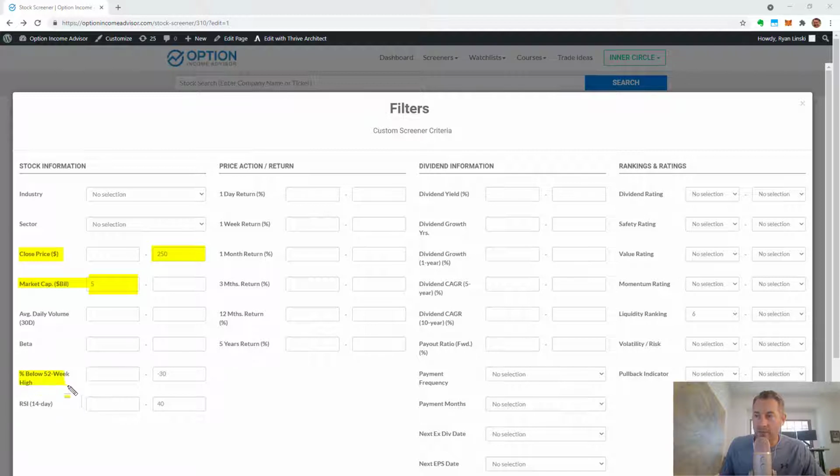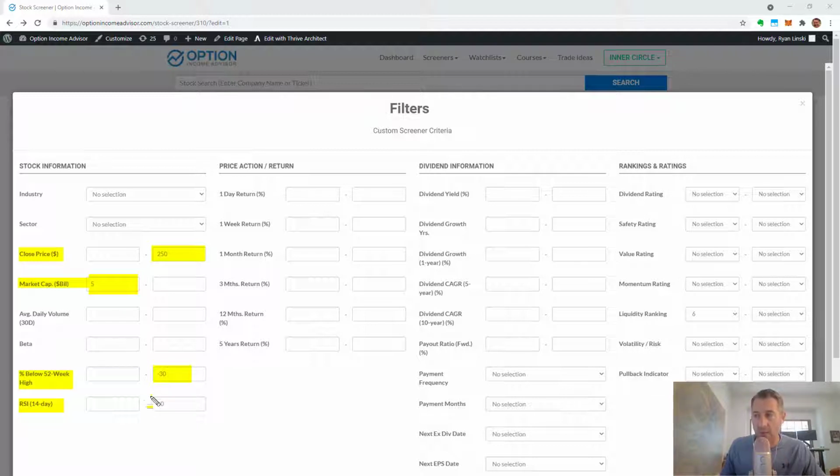And then percent below 52-week high. This is just how much these stocks have traded off of their peaks, their recent 52-week highs. And so I put at least a 30% drawdown from the peak. So all of these stocks that are going to show up on this list have pulled back at least 30% from their peak. And then RSI, the relative strength indicator.